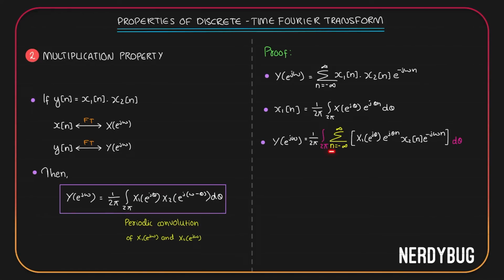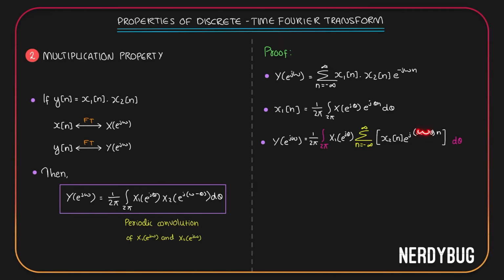The summation is with respect to the variable n. So X1 of e raised to j theta, which doesn't have anything to do with n, can come out of it. We have e raised to j theta n, e raised to minus j omega n. We can combine them as e raised to j omega minus theta n. Let us do that. Now what we have over here is summation from n equals minus infinity to infinity x2 of n e raised to j omega minus theta n.